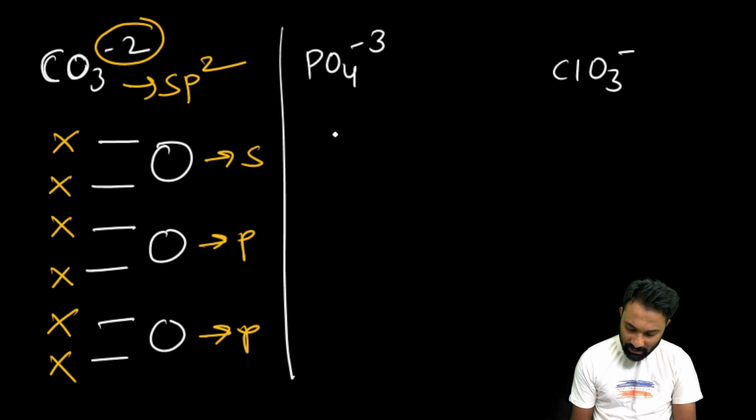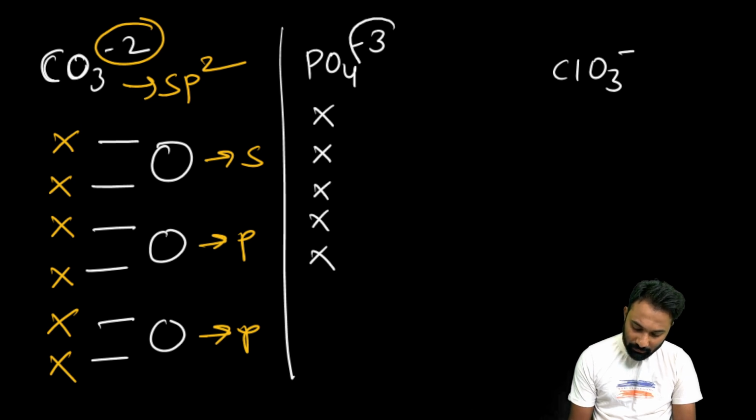Now comes to the phosphorus case. Phosphorus valency electrons are how many? 5: 1, 2, 3, 4, 5. But here the -3 indicates that it has taken 3 electrons. Total 1, 2, 3. Total 8 electrons.